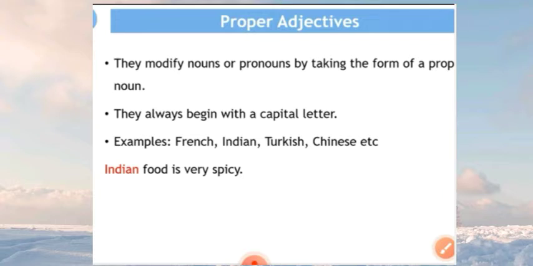Another example would be, the Canadian minister will arrive today. Now here, minister is my noun and Canadian is a proper adjective because it is giving me more information about the noun minister and hence it is modifying the noun minister. And if you note, the word Canadian is not appearing at the beginning of the sentence. However, I have still capitalized it because it is a proper adjective. It is taking the form of a proper noun and hence we always capitalize it.